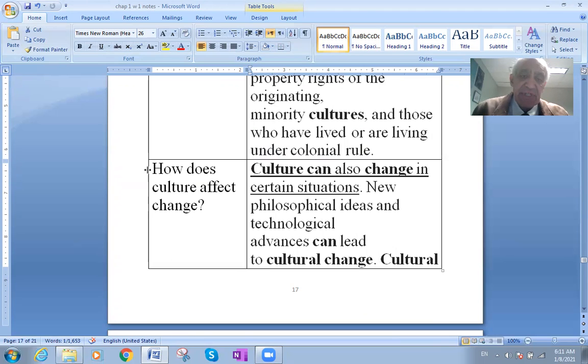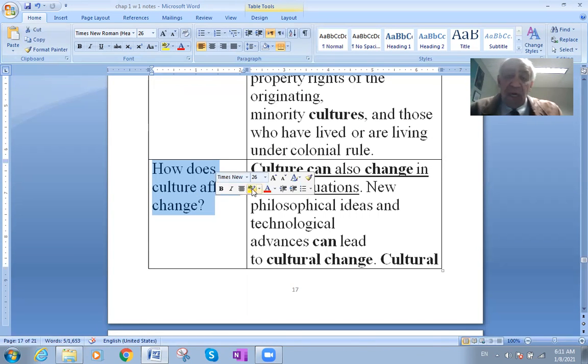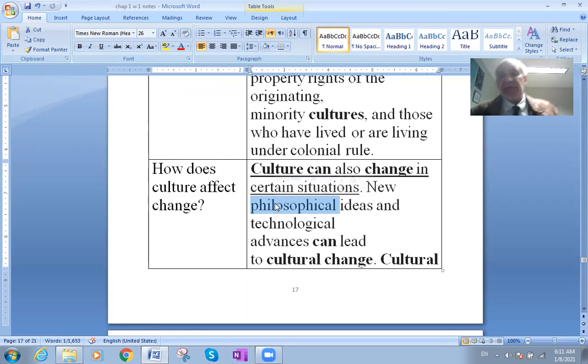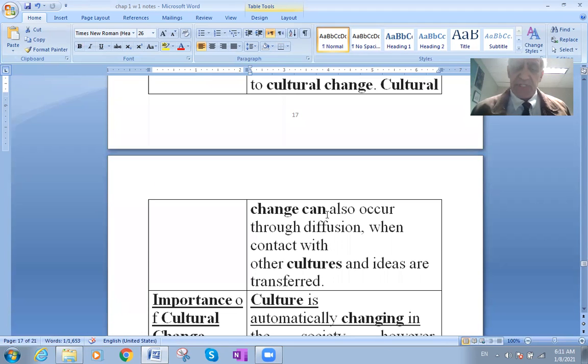How does culture affect change? Now we said that culture can be changed, but how? Culture can also change in certain situations. New philosophical ideas and technological advances can lead to culture change. That's what we said again. The philosophical or ideological ideas can change the culture. Cultural change also occurs through diffusion, when in contact with other cultures, and this is repeated. And I think the frequency when we repeat will be good for you guys.